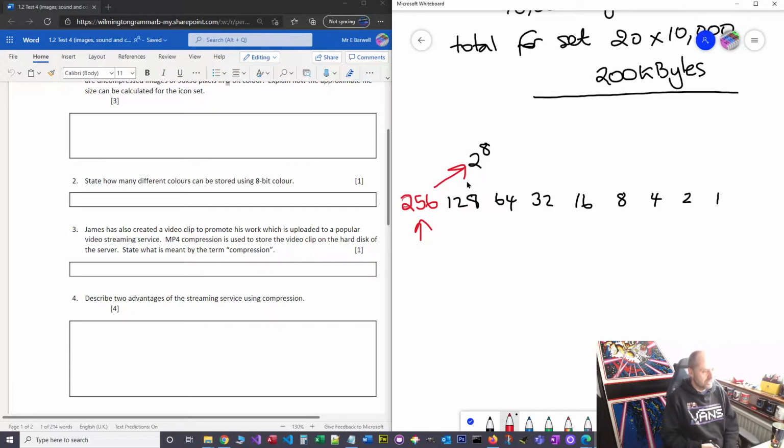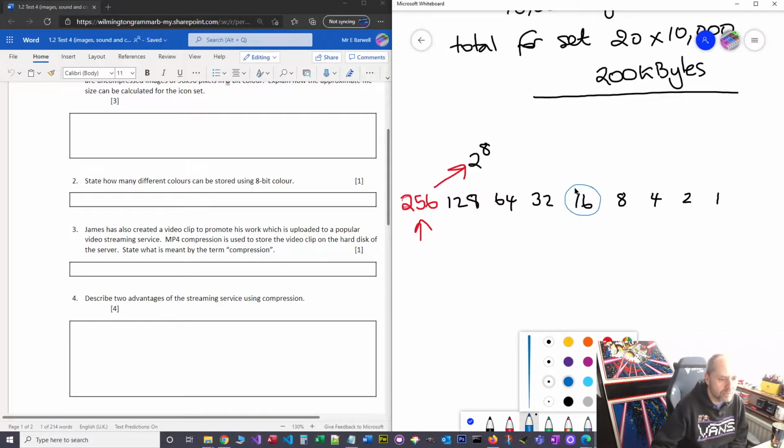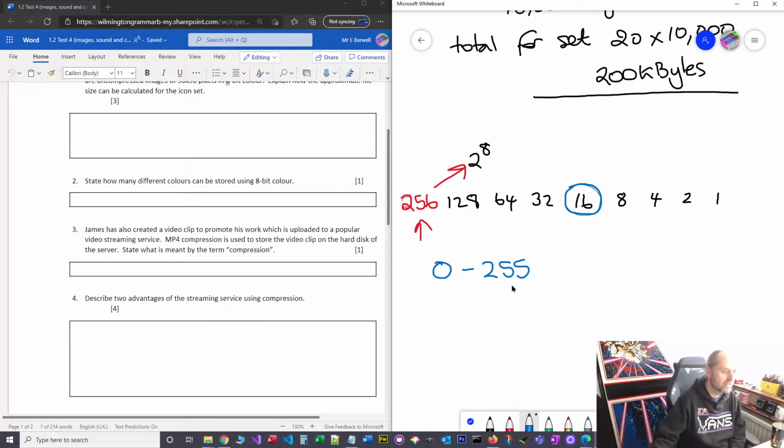So you do not need to try and multiply 2 to the power 8 or do 2 times 2 times 2 times 2. All you've got to do is write down the number of bits. So the answer was 256, but if they'd asked us for 4 bits per pixel, how many colors, then we'd have said 16, because that's the next column. For this question, it was the values 0 to 255, so 255 being all the ones.